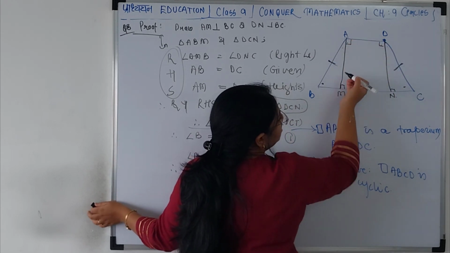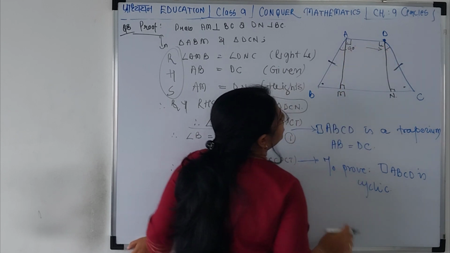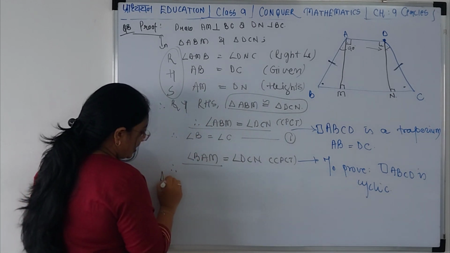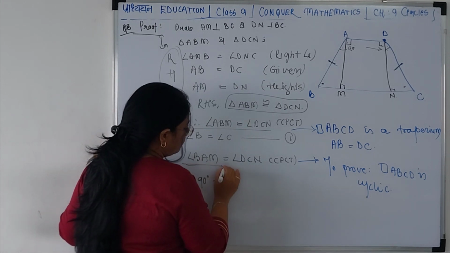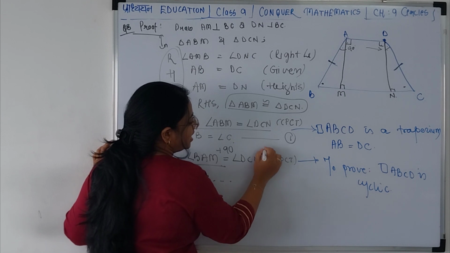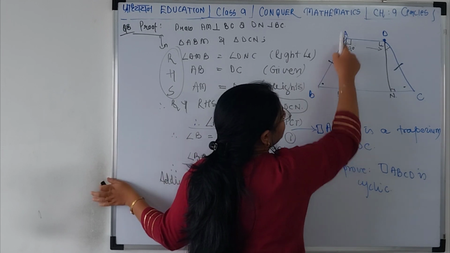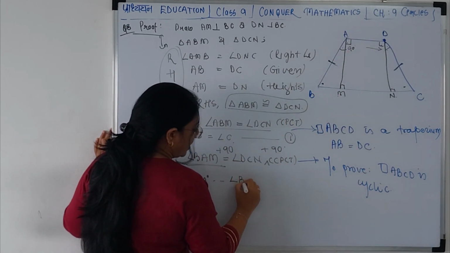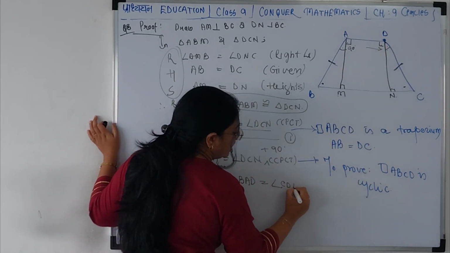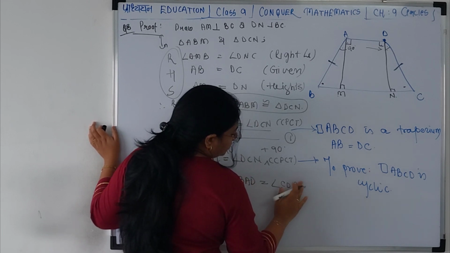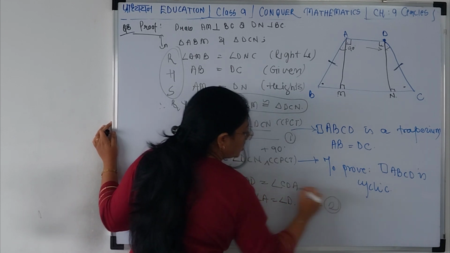These are right angles. So if I add 90 on both of these angles, they will become equal. So I'll say that adding 90 degrees on both sides, I get angle BAM plus 90, angle DCN plus 90. So what do I have? BAM में हम 90 degrees add करेंगे तो we will get angle BAD. So we have angle BAD equal to angle CDN or CDA, not N. Okay, that is we have angle A equal to angle D. This is my equation number 2.